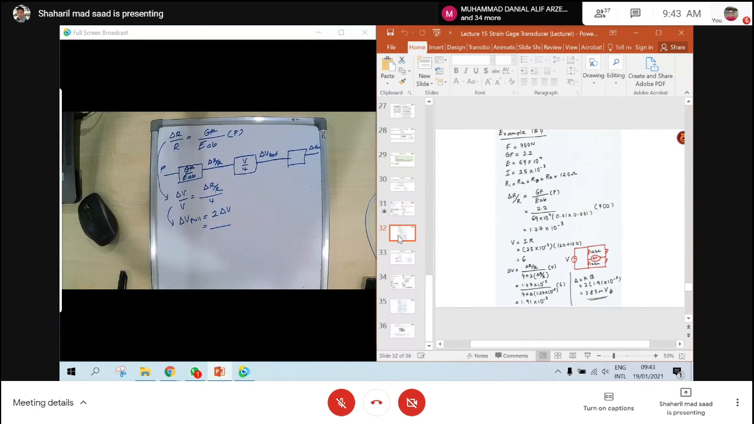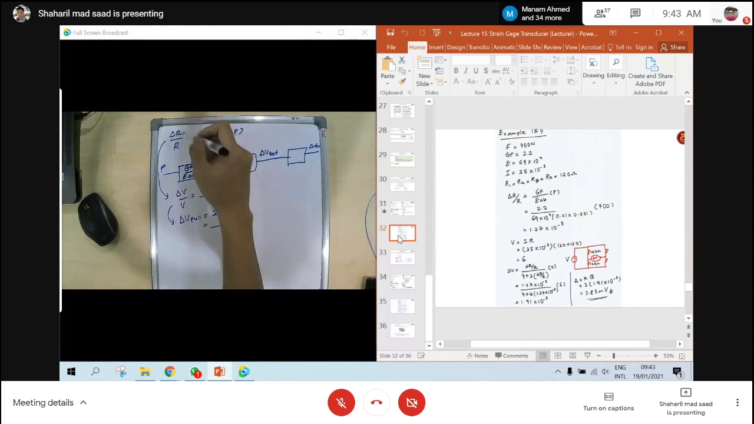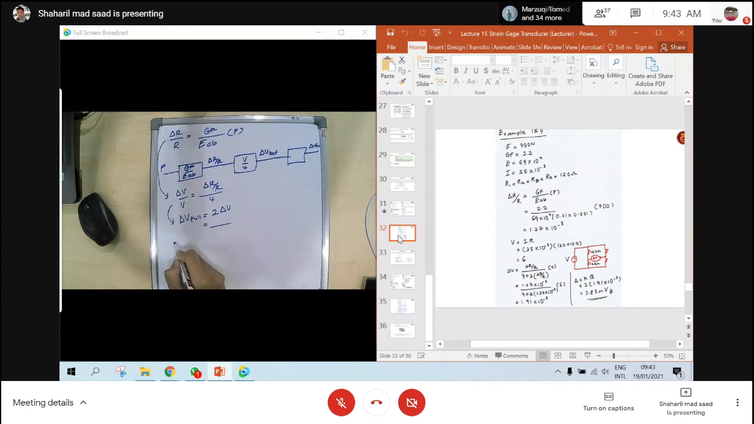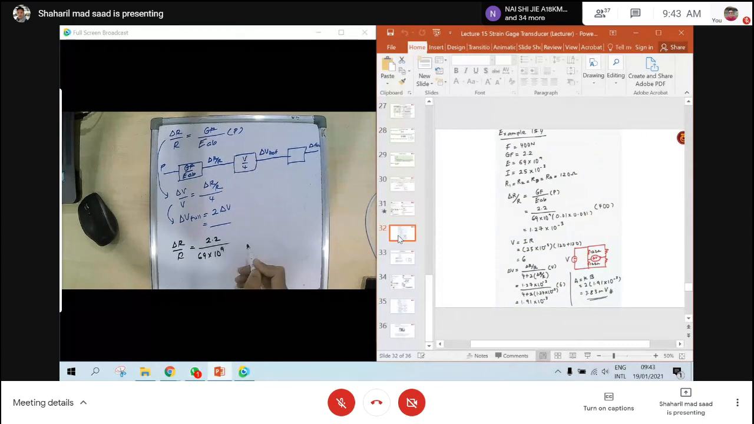Okay. All right. So first, you need to find this one first. What you can get is delta R over R equal to GF times strain. GF is given as 2.2. E, the Young's modulus, is equal to 69 times giga. Giga is 10 to the power of 9, right? Giga.